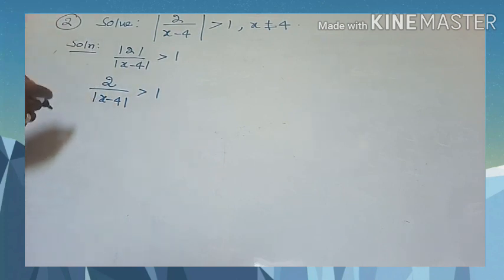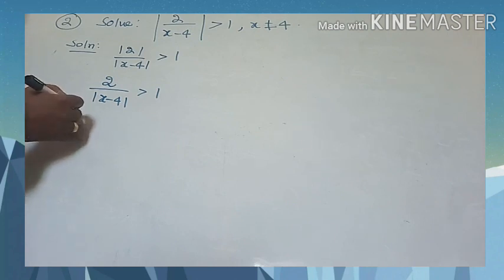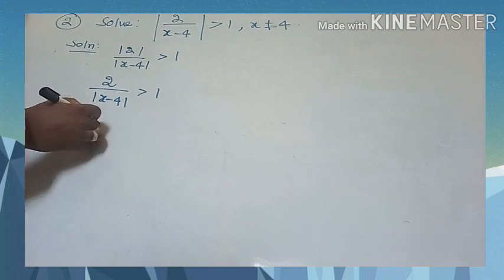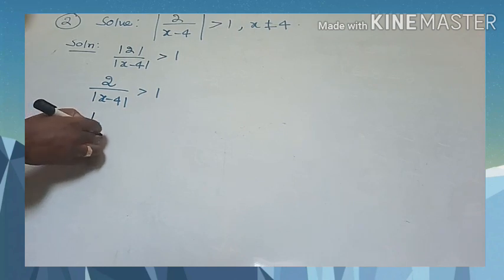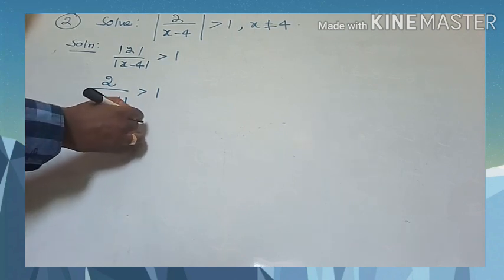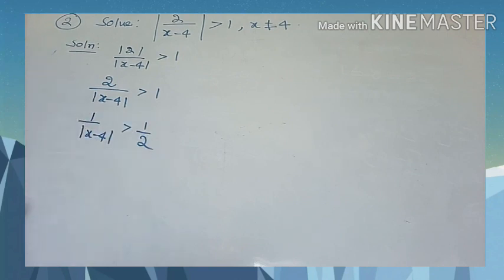Now, whenever we can take the reciprocals, what are we going to have for this? I can write it by dividing 2 on both sides. We will have 1 by modulus of x minus 4 is greater than 1 by 2, right? By dividing 2 on both sides, because it is a positive quantity, the inequality will be maintained like this.